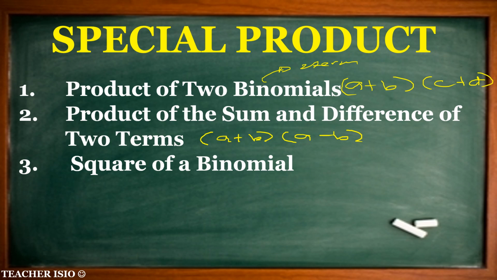Next, let's have the square of a binomial. So when it comes to square of binomials, ibig sabihin, we're going to multiply twice the binomial to itself. So we have a plus b squared or a plus b times a plus b.